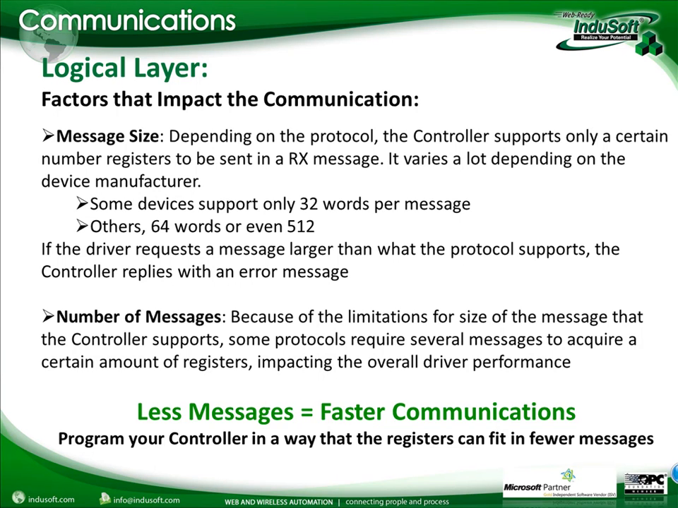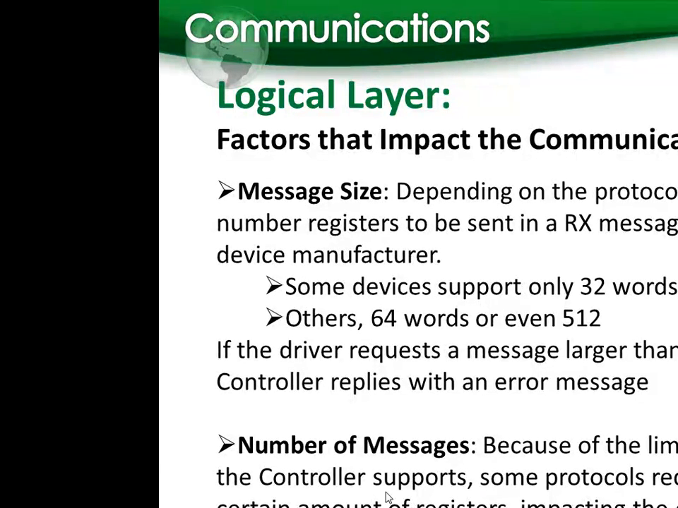So instead of having one value on register 1, and then another on register 100, and then another on register 1000, because of the message size we can receive, you're going to need to send one request for each one of these addresses. When, if you put them all together on registers 1, 2, and 3, we can get all this information from the same message.